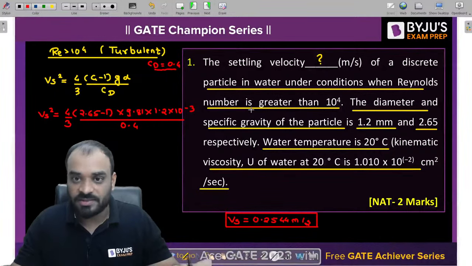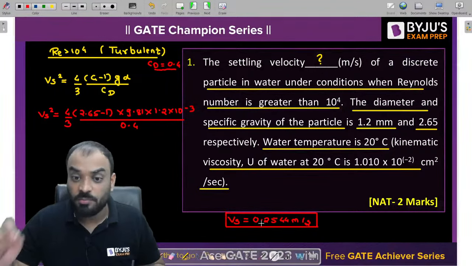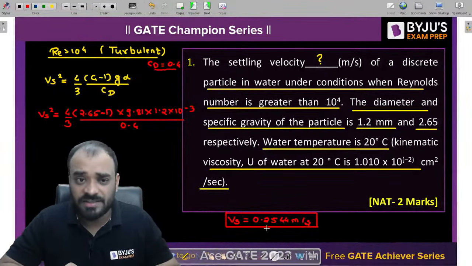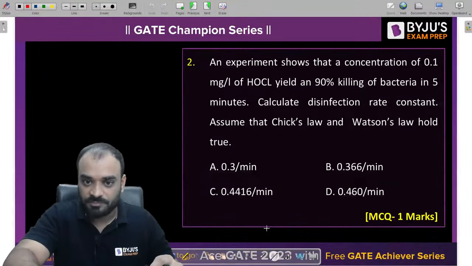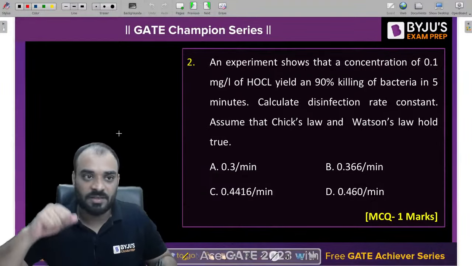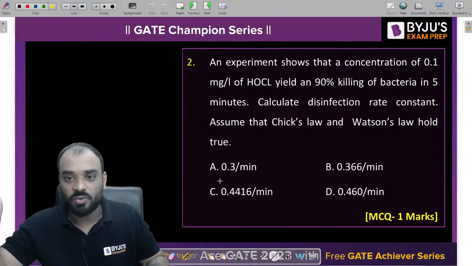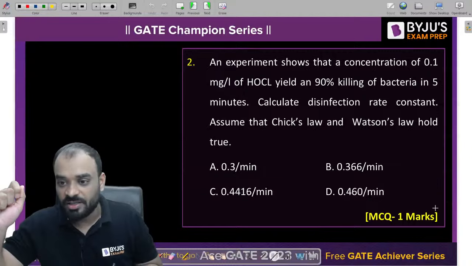Very nice. The same answer you are getting. So that's why guys the answer is 0.2544 meter per second, and this is a numerical answer type problem. Very nice. The next question is basically a 1 mark problem, which is based upon the Chick's law and the Watson law.